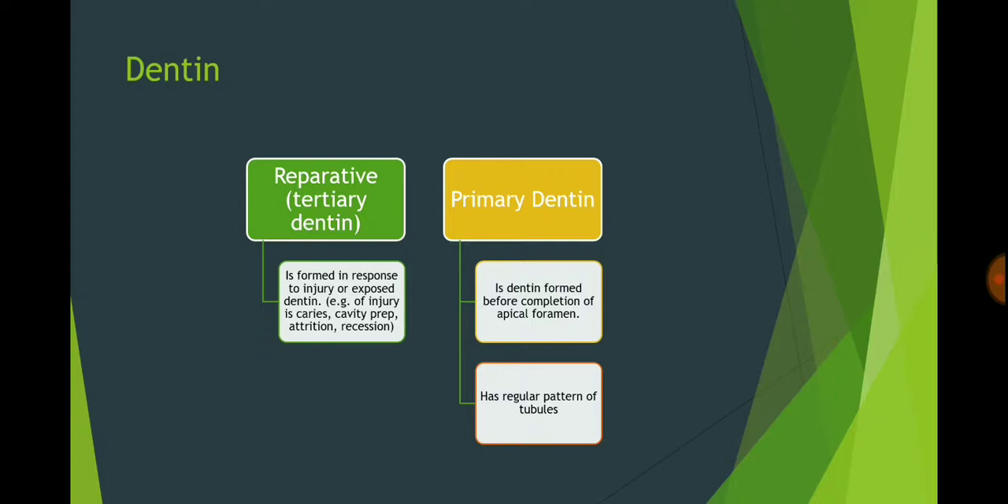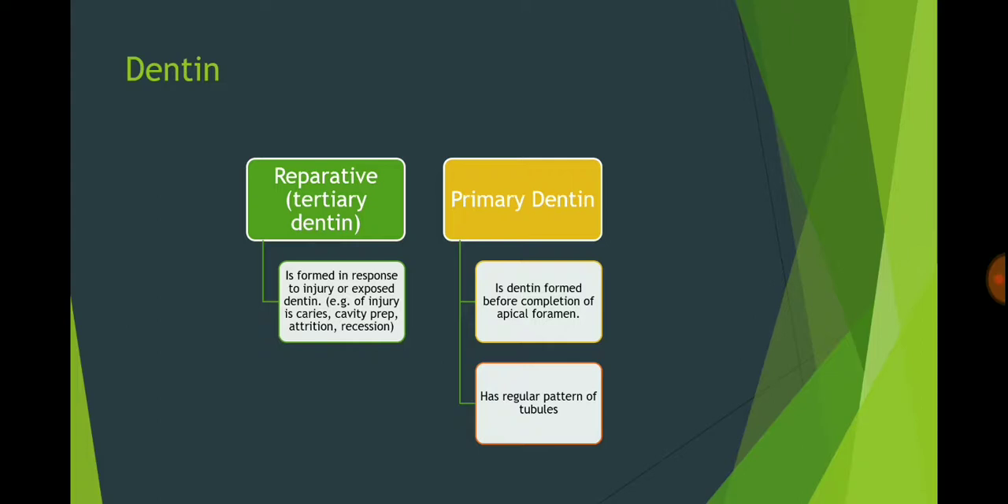Dentin. So you cannot go into this exam without knowing dentin. We have different types of dentin, which we are going to discuss. The reparative dentin, also known as tertiary dentin, is the dentin formed in response to injury. What can cause injury? Bruxism, that's attrition, cavity preparation, cavities, even recession. Because recession causes sensitivity and injury, usually the dentin reacts and deposits more tertiary dentin.